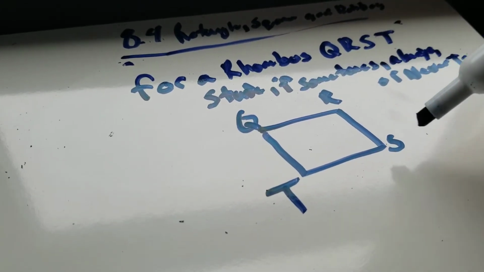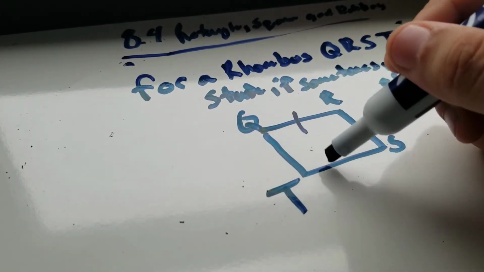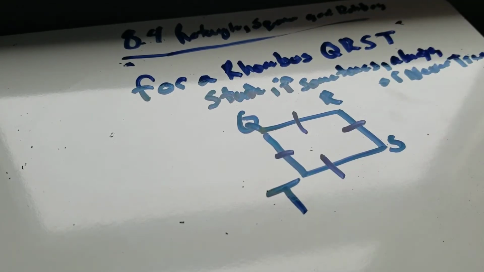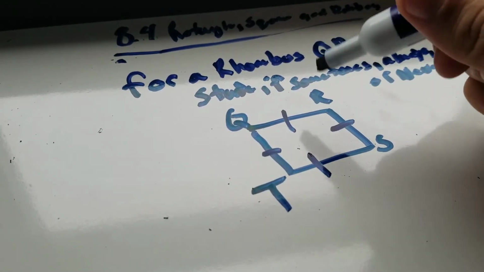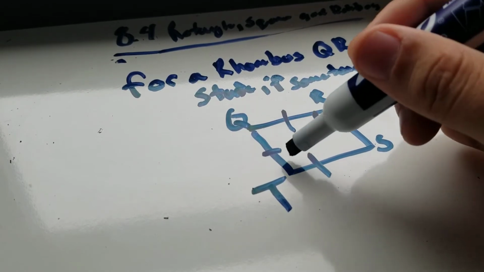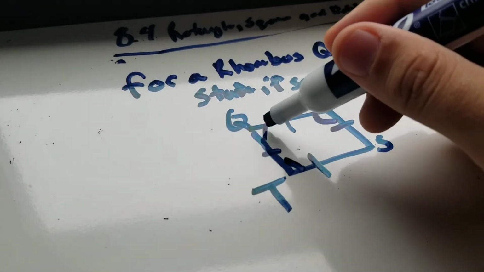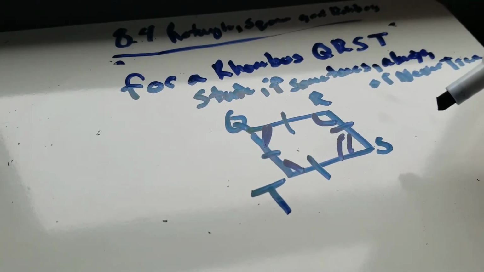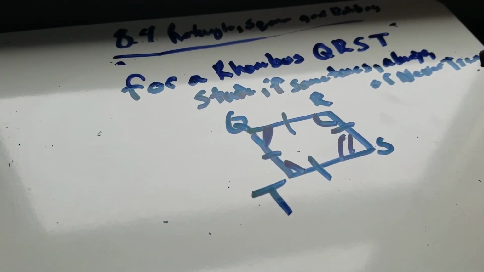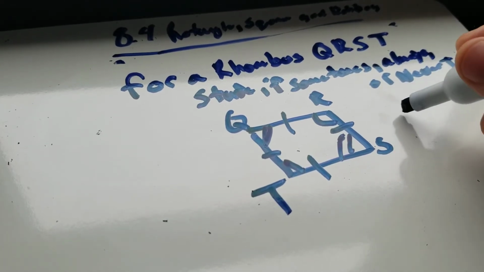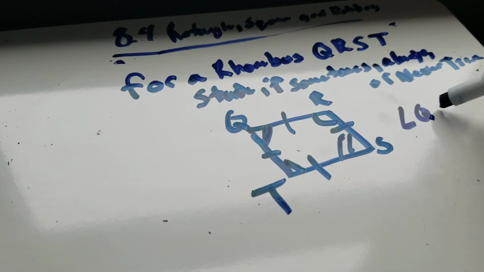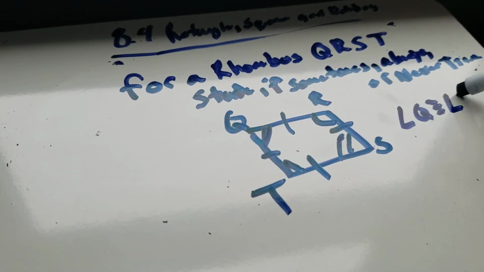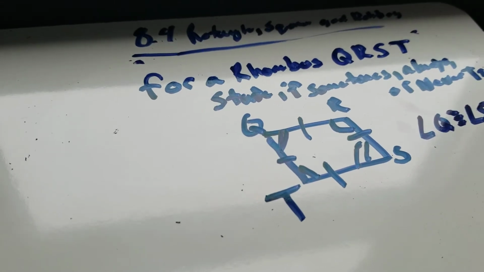Now, remember what we talked about. In a rhombus, we know for a fact all the sides are equal. We also know this is a parallelogram. So for a fact, the opposite angles are equal, and this opposite angle is equal. Now, let's ask the first question. In this rhombus QRST, do we know for a fact angle Q is congruent to angle S? Is that always true, sometimes true, or never true?